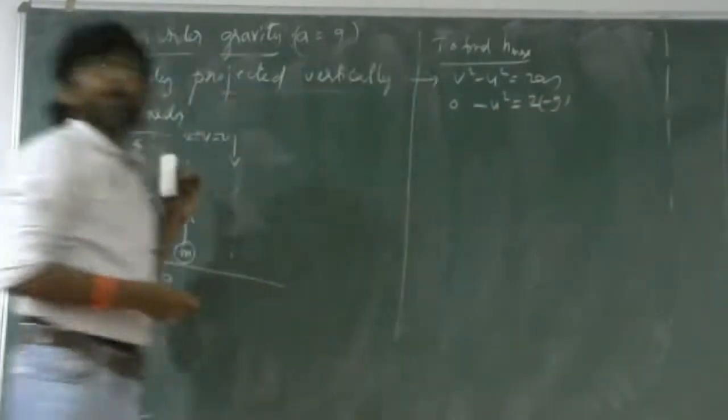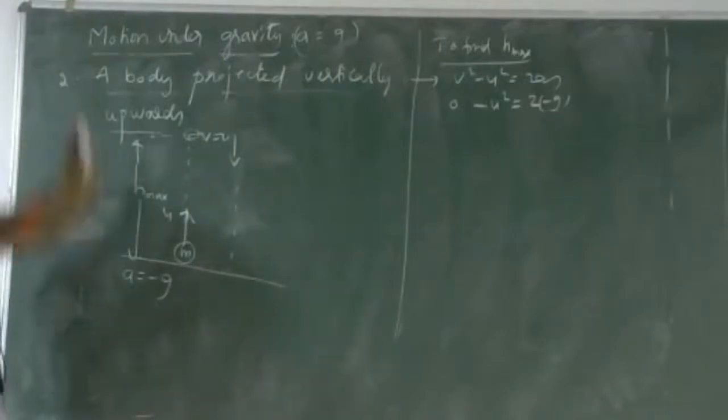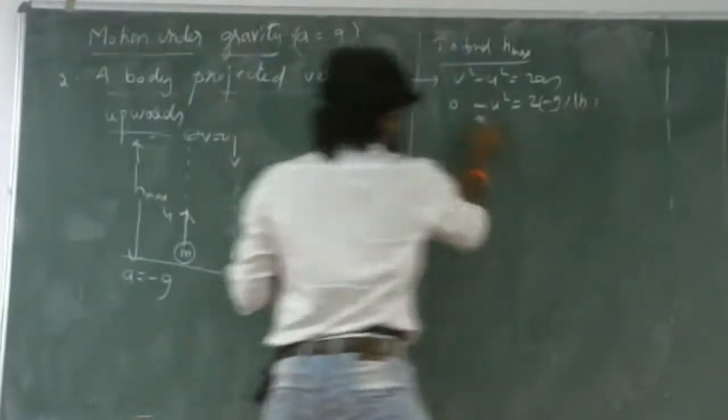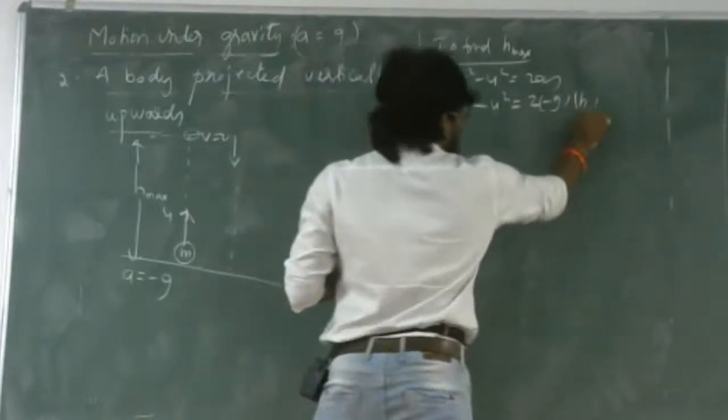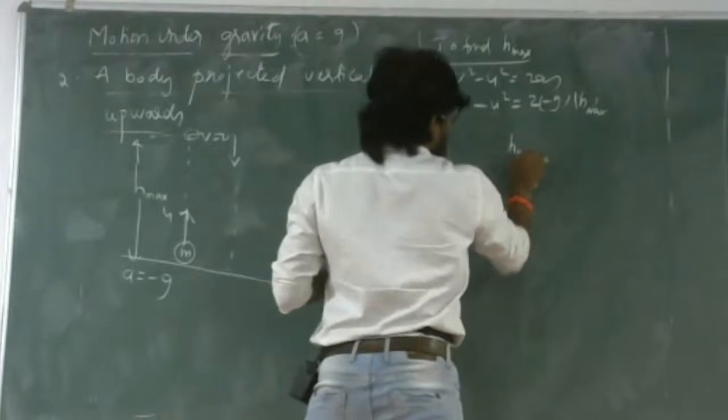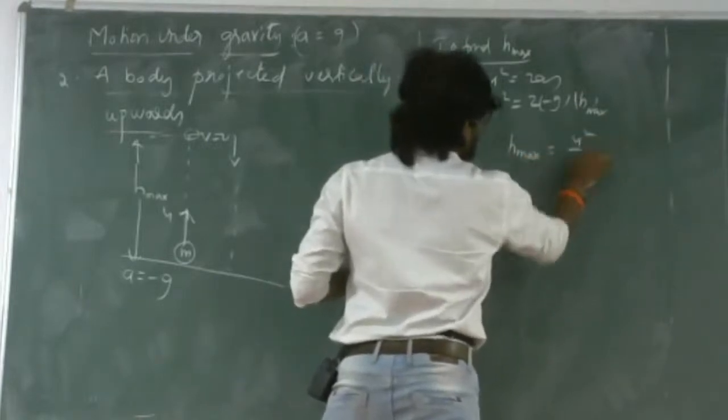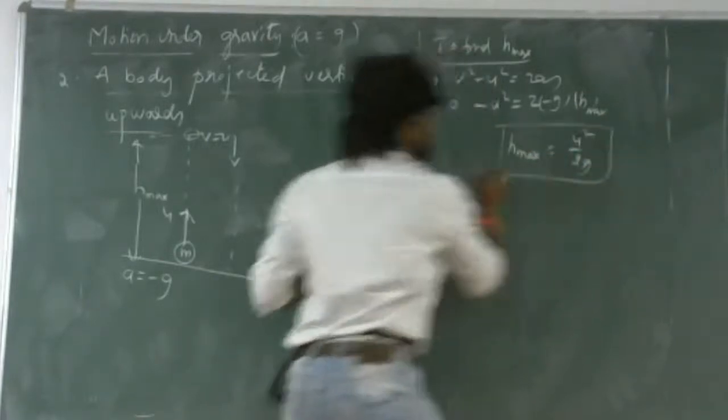H is in the upward direction. Displacement is in the upward direction, so plus h. So you can write minus u square equal to minus 2gh. Minus minus gets cancelled, and this h is nothing but h max. So from this you can say h max is equal to u square by 2g. This is the maximum height traveled by the body.